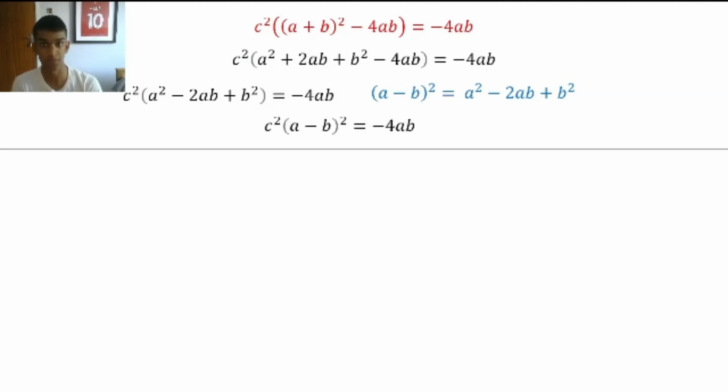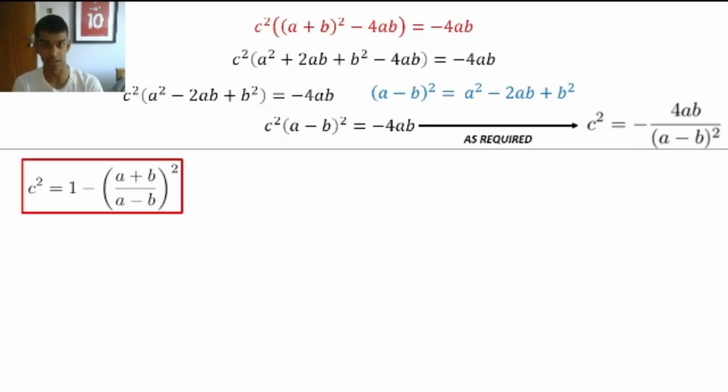And there we have it. We have c squared multiplied by a minus b all squared is equal to negative 4ab. Now dividing by a minus b all squared, we are given what we needed. C squared is equal to negative 4ab all over a minus b squared.